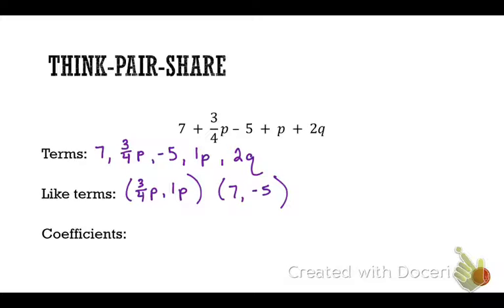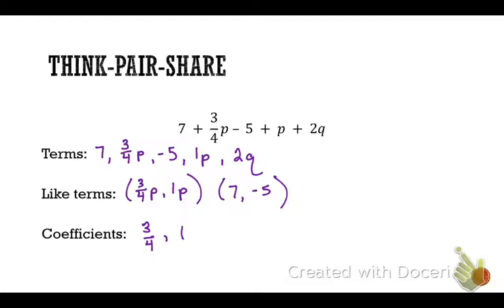3/4 P. Just 3/4. Okay, so the P gets left off. It's only the number part. All right, Haley? 1. And 1. Okay, so don't put the variable in when I specifically ask for a coefficient. It's only the number part. All right, any questions? Dylan?